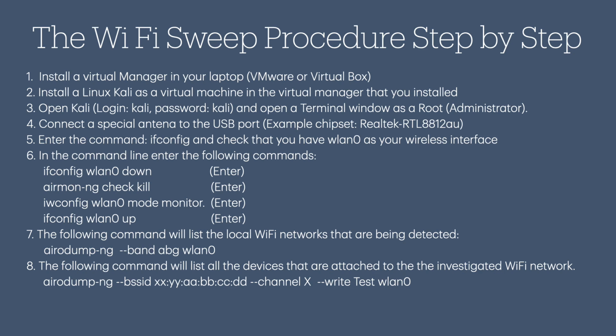So step number 5, enter the command. So here is the command. It's called ifconfig, and with this command we click enter, and we check that we have WLAN 0 as our wireless interface. So we need to check that WLAN 0 was created, as this signifies that the antenna is being recognized by the virtual machine.